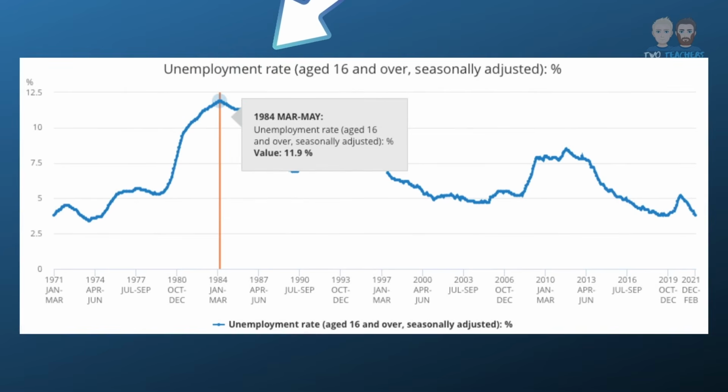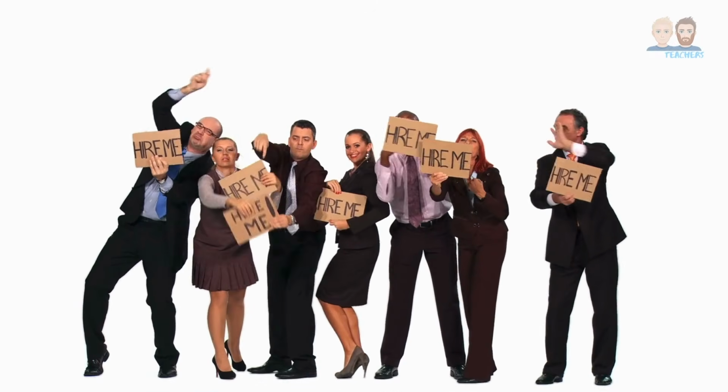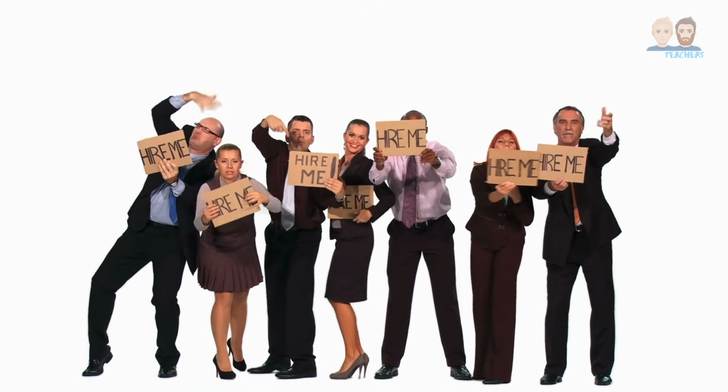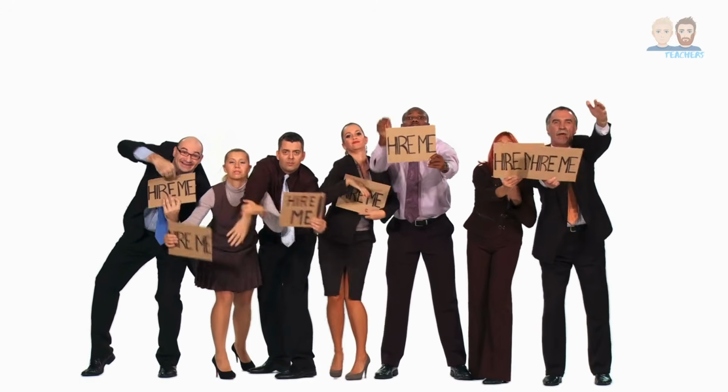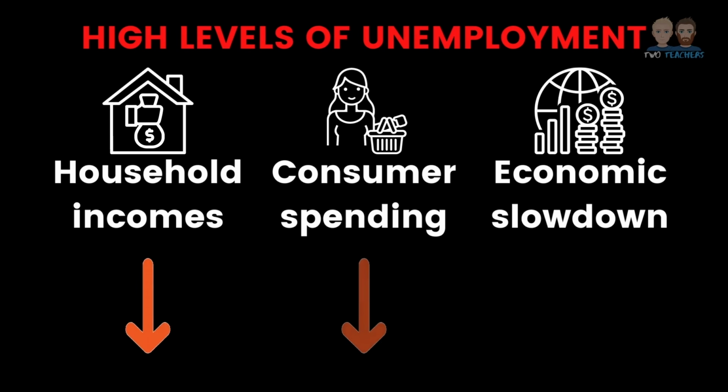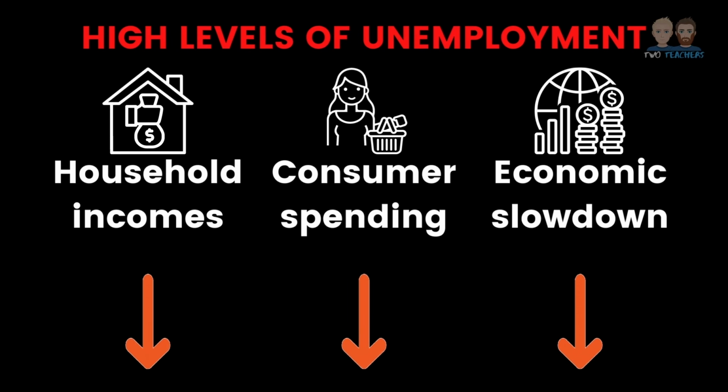At its highest, just under 12% of people were classed as unemployed in the UK back in 1984. And when the rate of unemployment is high, it means that the economy is not making the most of the people who are available to work, which negatively impacts household incomes, decreases consumer spending, and slows down the economy.